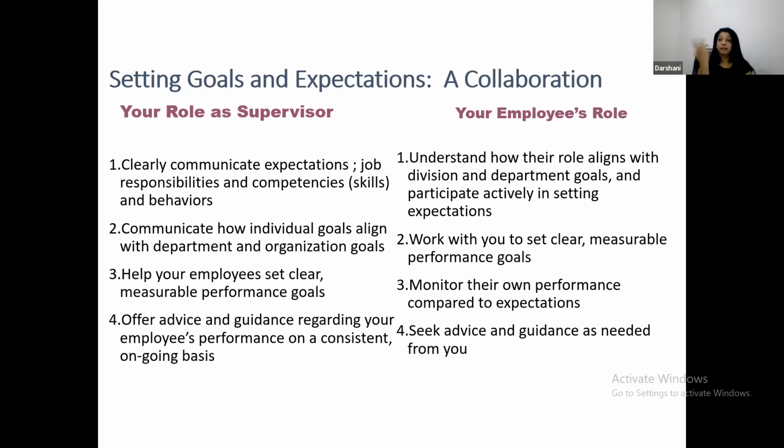The next one is: work with your supervisor to set clear, measurable performance goals. Now that you understand the supervisor's role from one side, if you can remember one part, the other part you can easily make up. You have to work with the management to set clear, measurable performance goals. That's why you need to discuss. Okay, no, I can't go for this level, I can go for this level. Or probably you can ask, why?